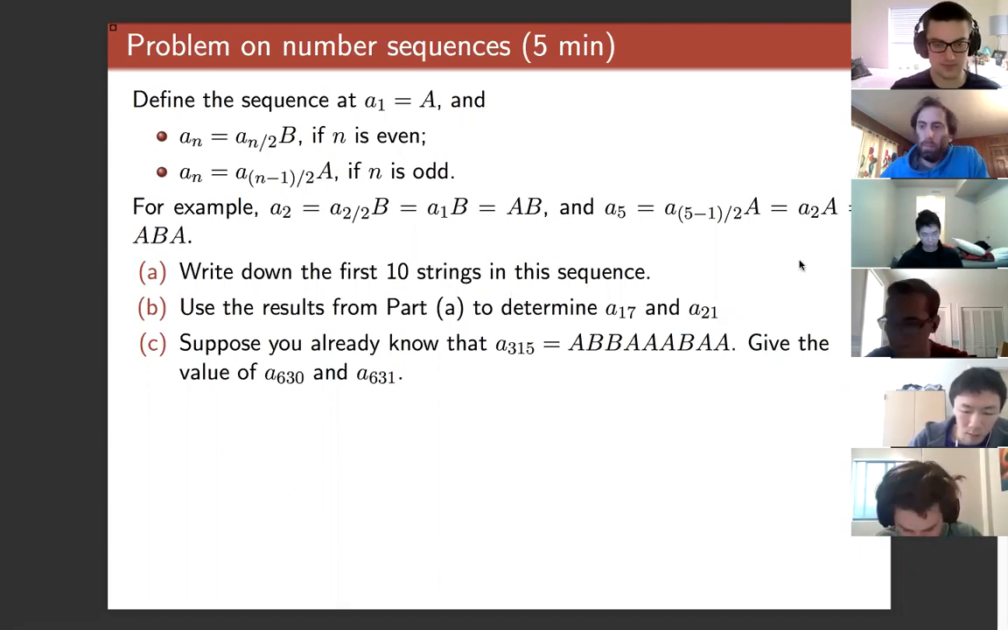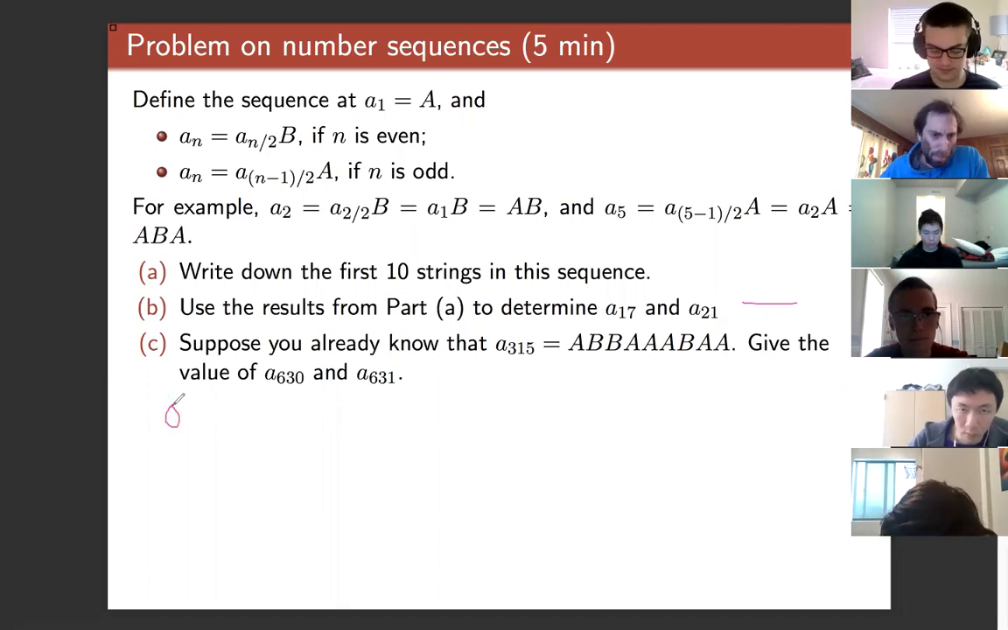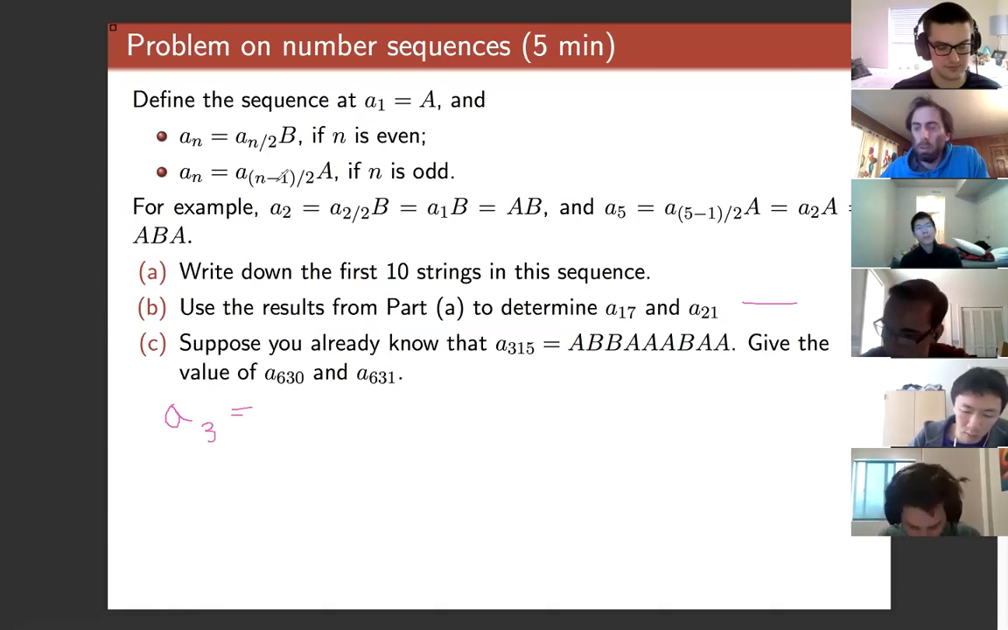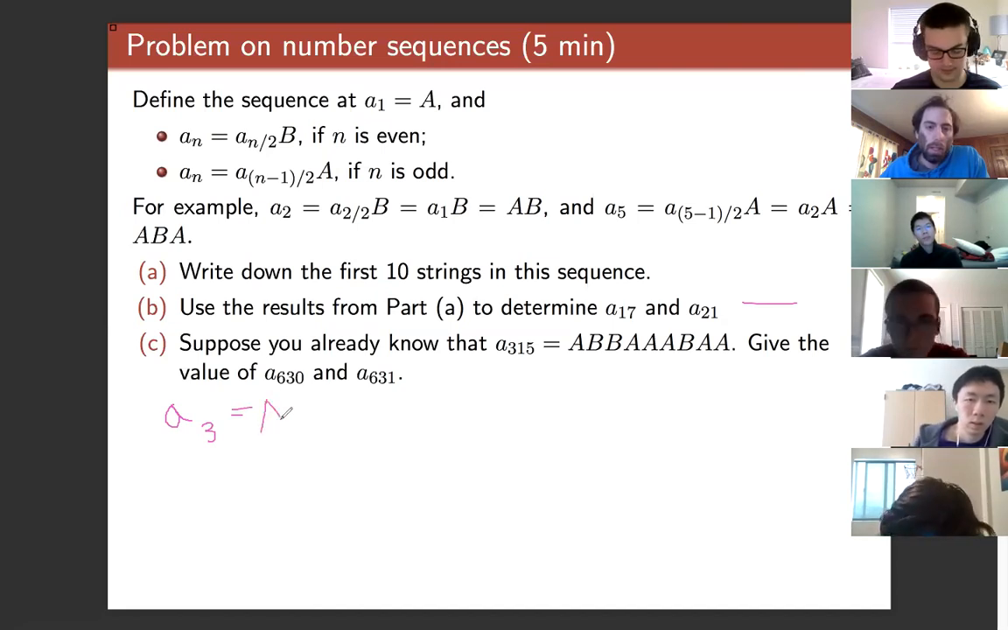All right, you had some time to think about it, so let's do some of these together. How about A3? So 3 is odd. So we do 3 minus 1 over 2, which is A1. A1 was A. And then we have an A afterward. So A3 is AA.